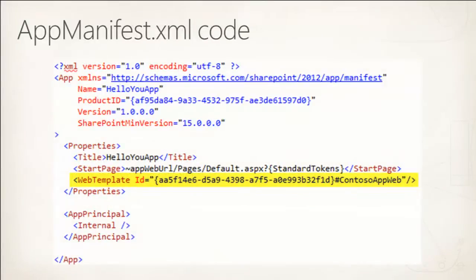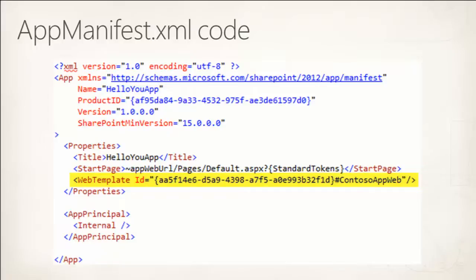This is what it looks like. So this is just an example of app-manifest.xml XML. You can see some information about the app. We have a Hello You app with an ID, a version, and the minimal SharePoint version. And then we have some custom properties. We have a title, a start page, and there is our web template, which is defined with the ID of the feature and then the name of the web template. So that's how you could define it.